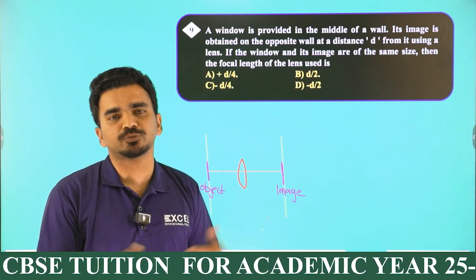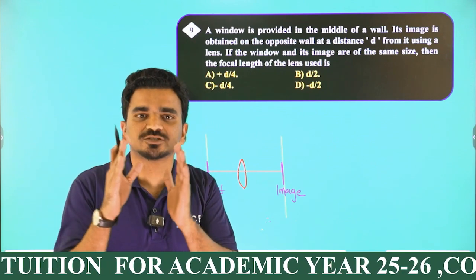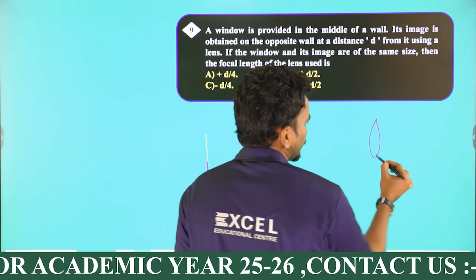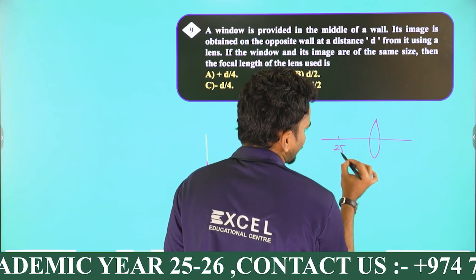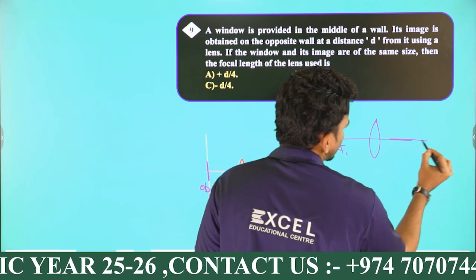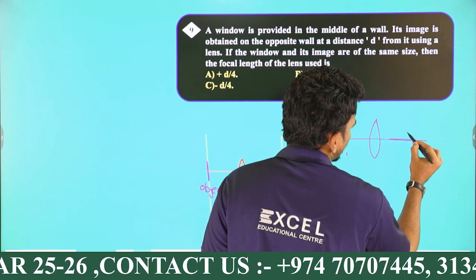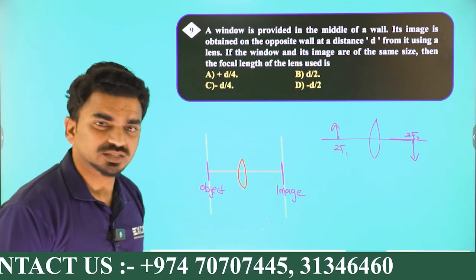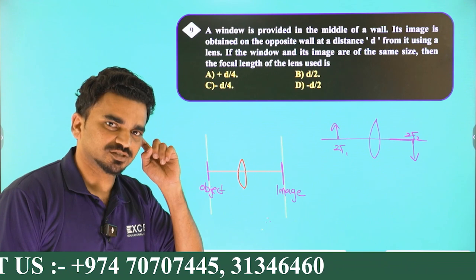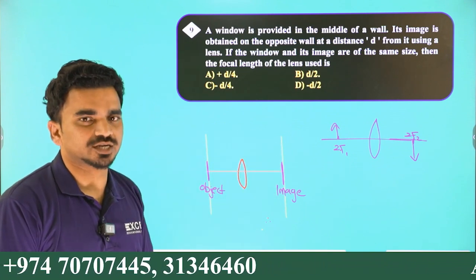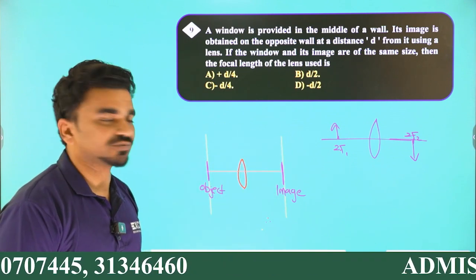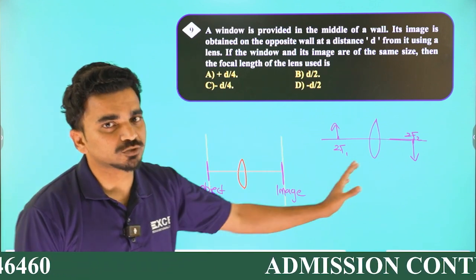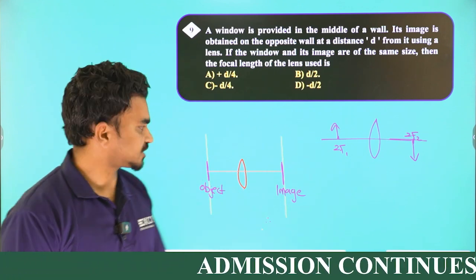If you forgot, keep in your mind, when the object is kept at twice the focal length, that point you should remember. When the object is at 2F1, then the image will be at 2F2 having the same size. That's a class 10 standard ray diagram. If you have time, go and check out the ray diagrams of a convex lens when the object is at 2F. What's the property? When the object is at 2F, the image will also be at 2F having the same size.